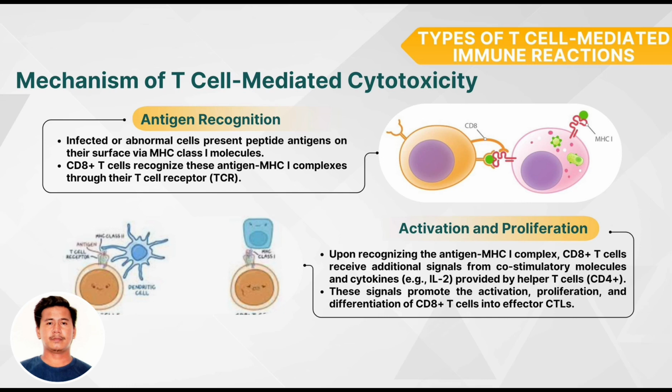Upon recognizing the antigen-MHC1 complex, CD8 plus T cells receive additional signals from co-stimulatory molecules and cytokines, for example IL-2 provided by helper T cells, or the CD4 plus. These signals promote the activation, proliferation, and also the differentiation of CD8 plus T cells into effector CTLs, or cytotoxic T lymphocytes.